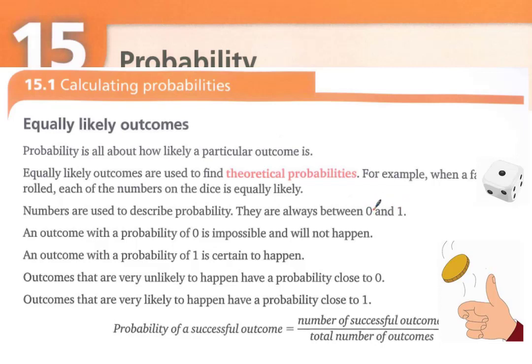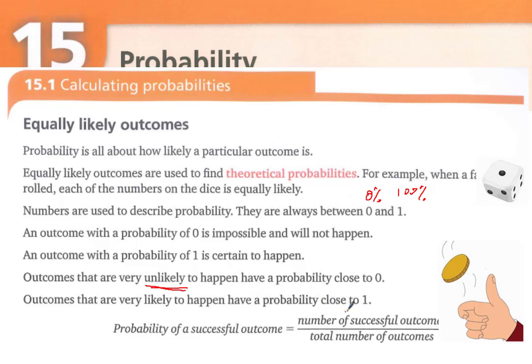0 means the chances that a certain event will never occur, and 1 means the event will certainly occur, so 100%. Otherwise, we can say 0% and 100% because we are more familiar with this one. Mathematically, we say it's a number between 0 and 1. If the probability of a certain event is close to 0, then we say it's very unlikely to happen.